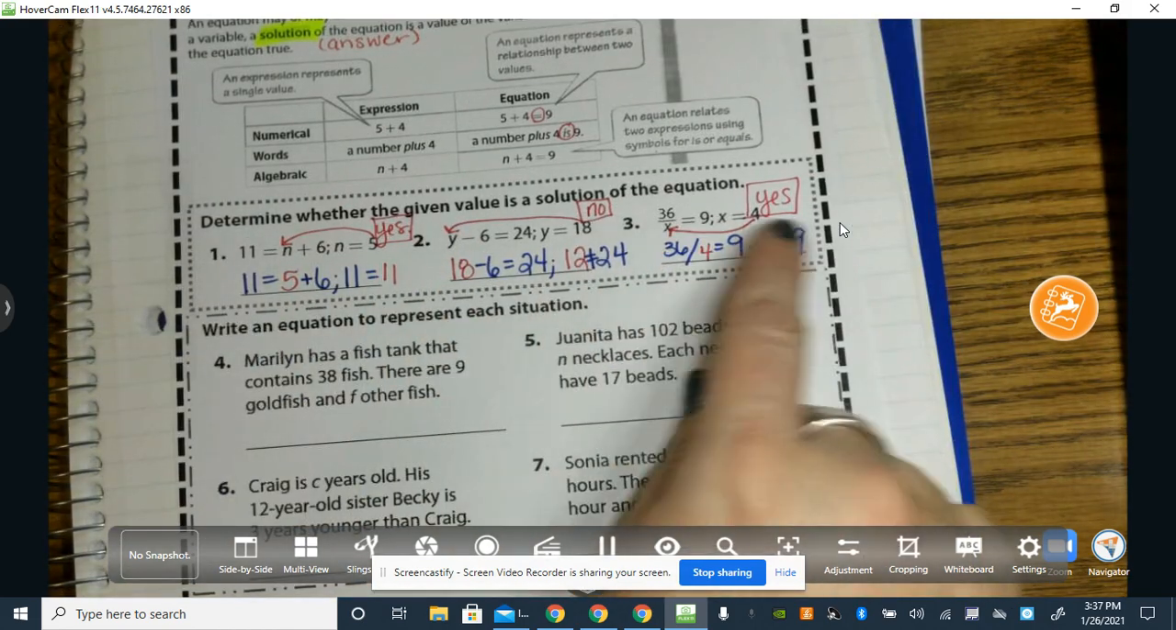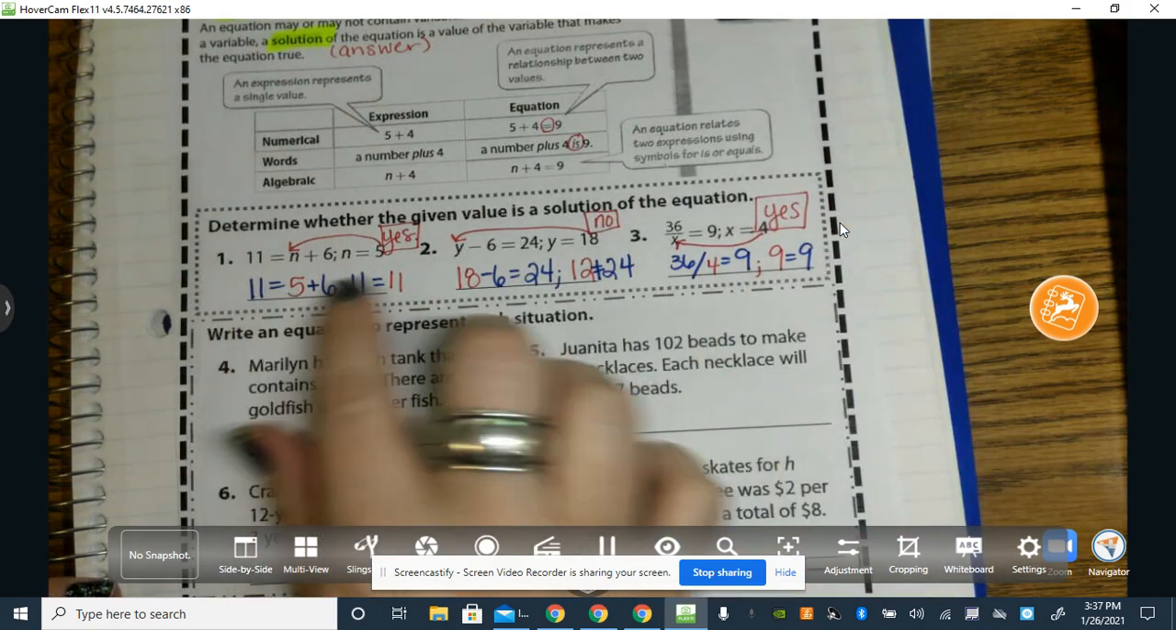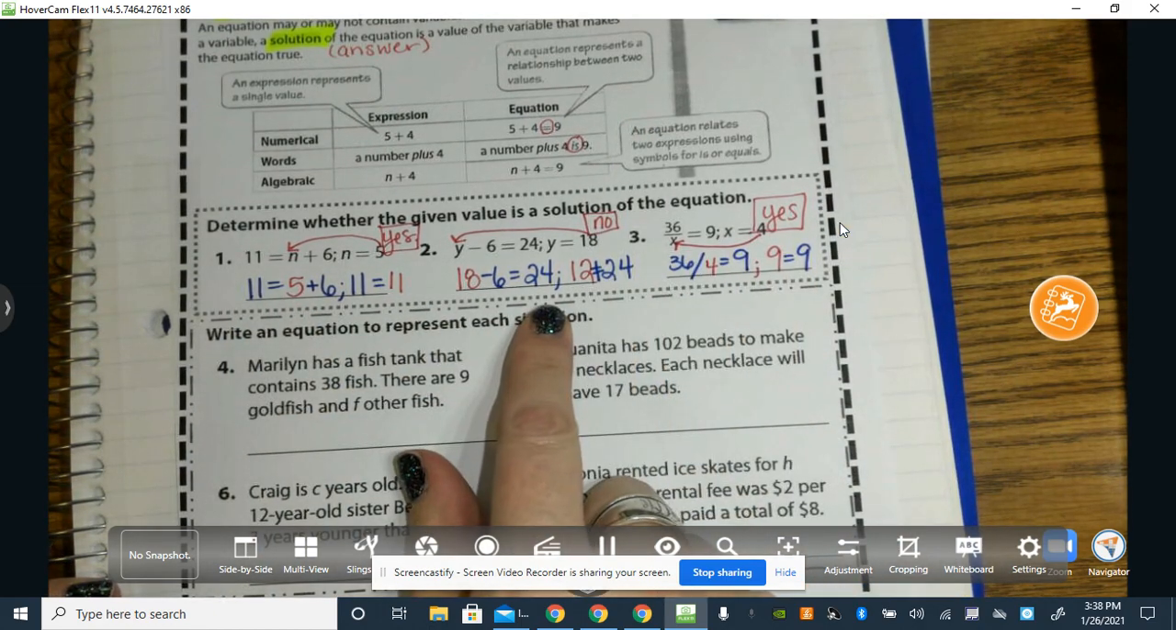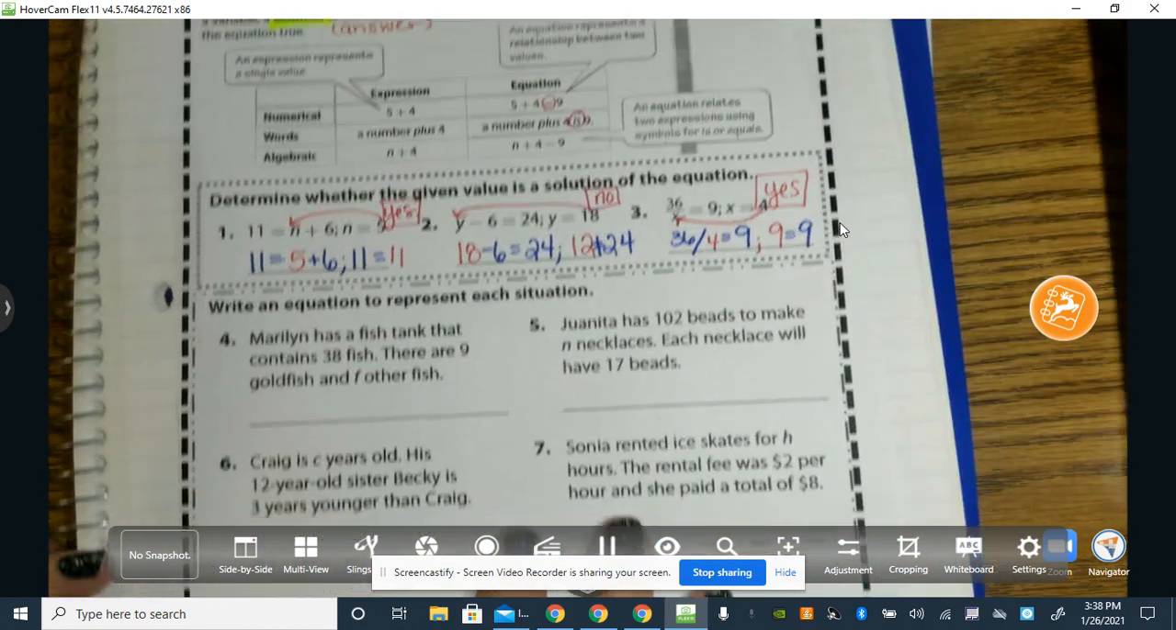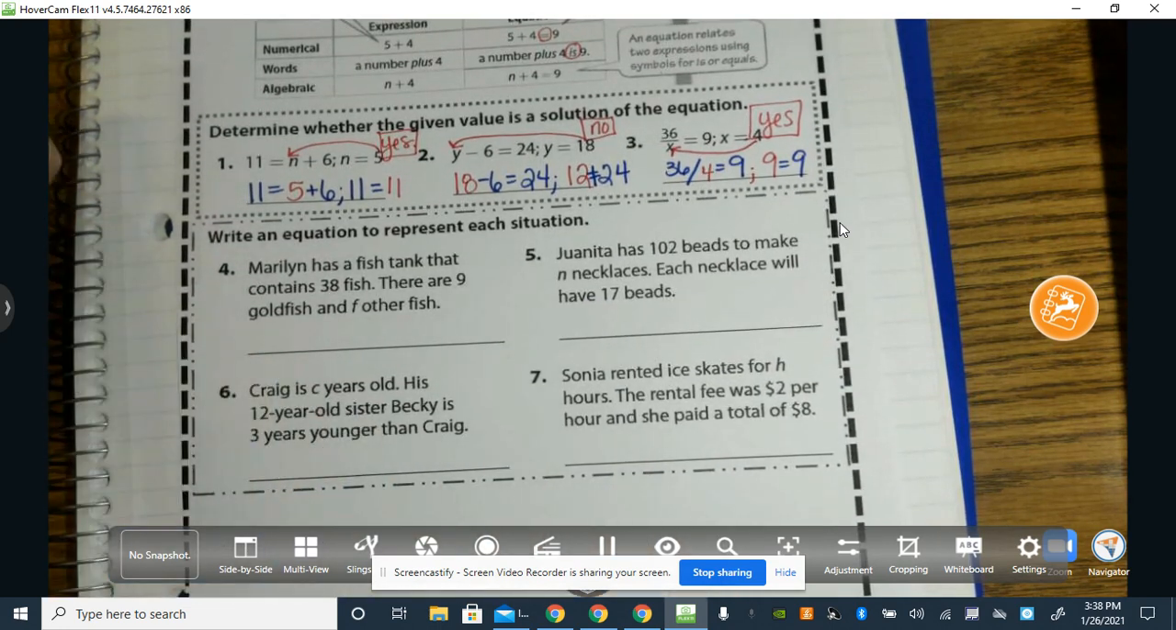So your homework for tonight, you'll have some of these questions where you're substituting to see if it makes it a solution. All right, we're going down to our next question.